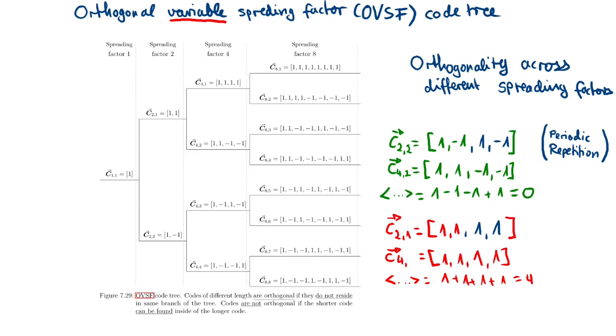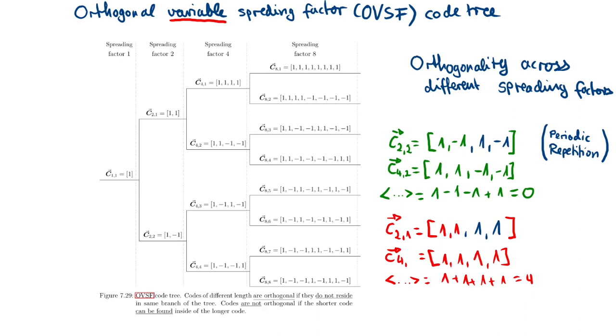And the codes which can be constructed from this are called orthogonal variable spreading factor codes, or in short OVSF codes. And they have a special property. You can implement a variable spreading factor. So the order of the Hadamard matrix actually defines the spreading factor used for the spread spectrum technology.